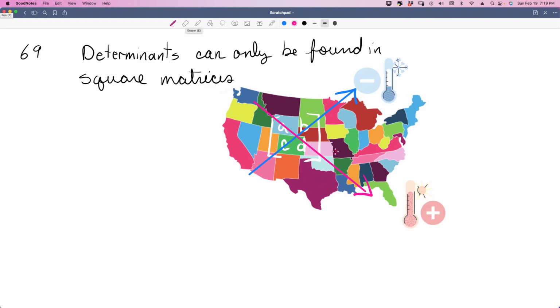But it's always going to be the positive and then the negative. You're always going to have AD minus CB. That is why I use those colors, to help you remember hot minus cold, right? So hot is positive and cold is negative, so we subtract it. That is how we do determinants within matrices that are square.